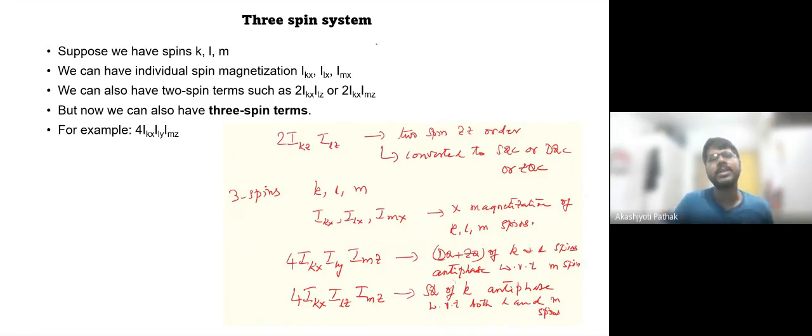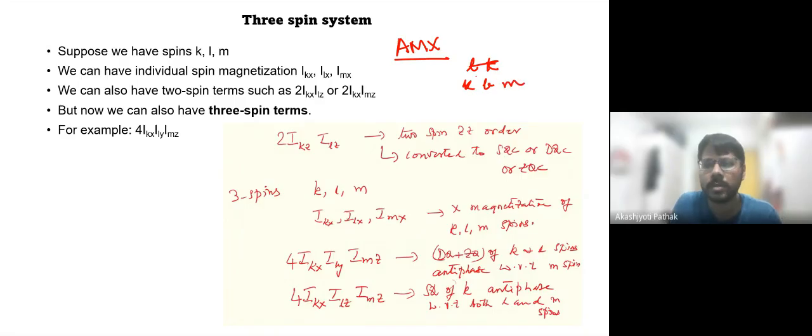So there can be a 3-spin system like an AMX spin system. Earlier we were considering a 2-spin system, with one K spin and one L spin. Now there can be a 3-spin system like K spin, L spin, and M spin. If you have terms like 2IKZ ILZ, these are two-spin ZZ ordered terms, so they have to be converted into SQC, or DQC or ZQC. Okay.